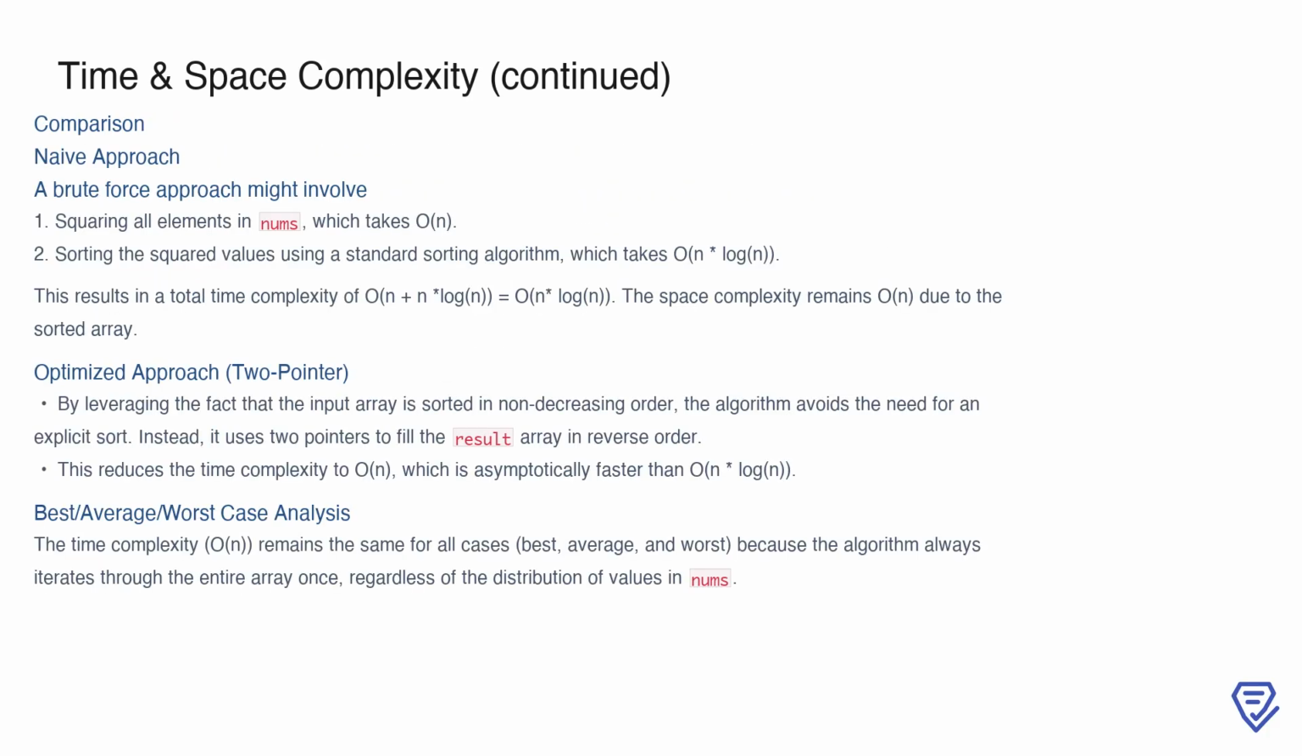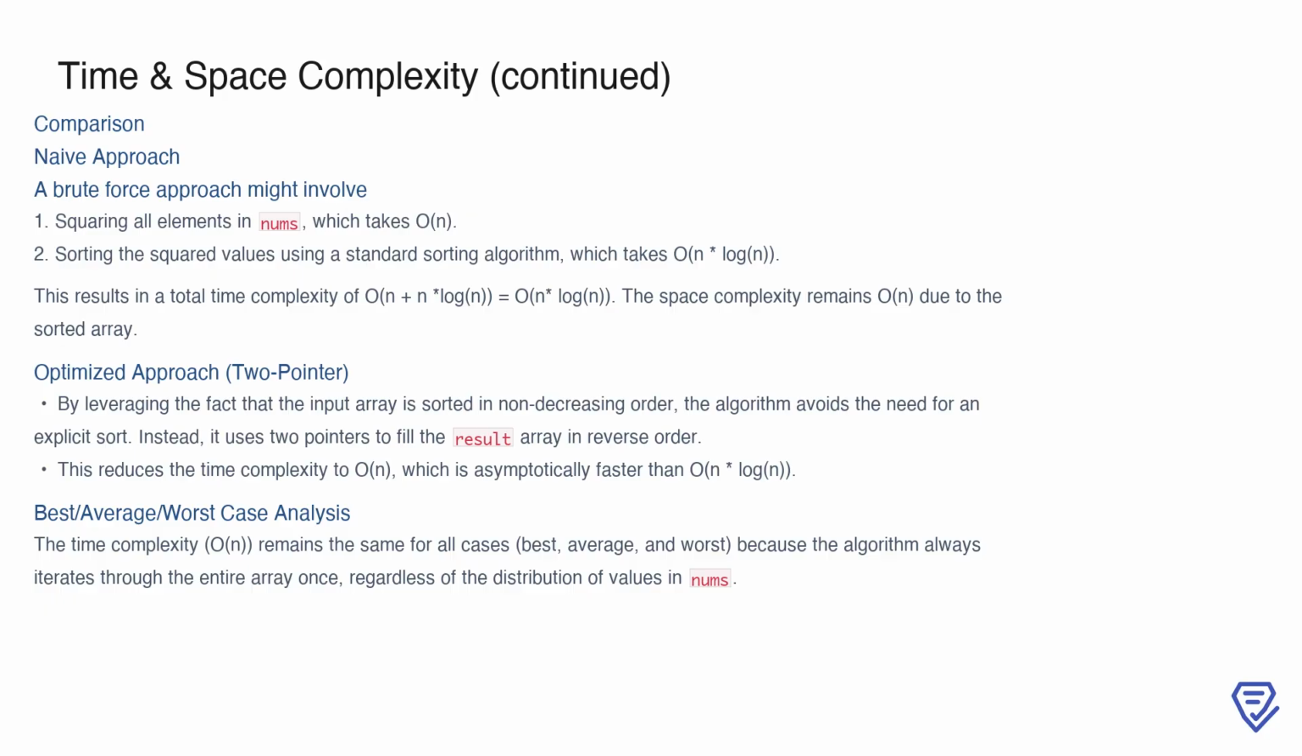Let's compare this optimized approach to a naive solution. A brute force method might involve squaring all the elements in the input array first, which takes O(n), and then sorting the squared values. The sorting step, using a typical sorting algorithm, would take O(n log n). This results in a total time complexity of O(n + n log n), which simplifies to O(n log n). The space complexity for this naive method would still be O(n), due to the array holding the squared values.